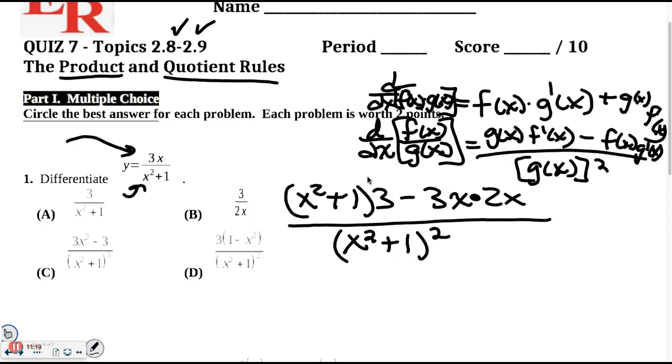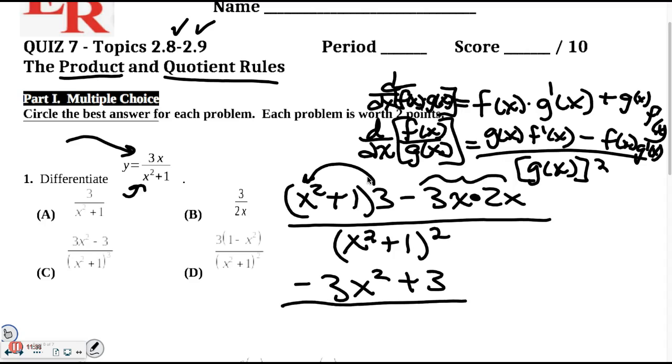We'll need to simplify it until we get an answer that's on there. So you do need to know how to simplify well. I have a 3x squared minus a 6x squared. So I'm seeing a negative 3x squared. You good with that? And then just plus 3 all over x squared plus 1 quantity squared. I'm not seeing that up there. It doesn't mean I made a mistake. It means I need to keep going.